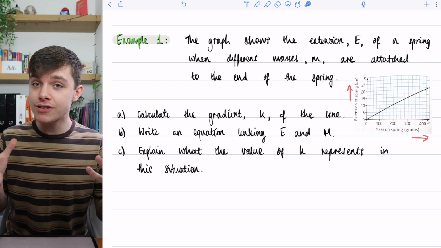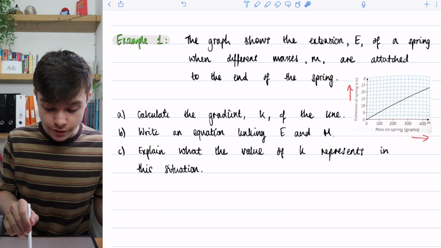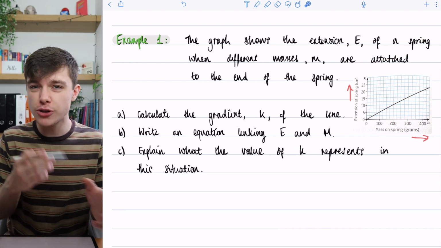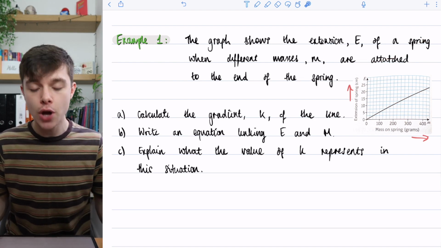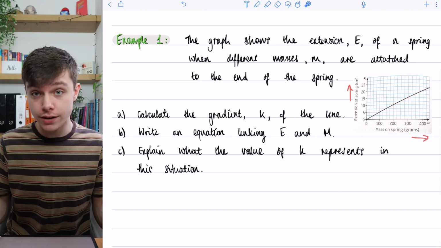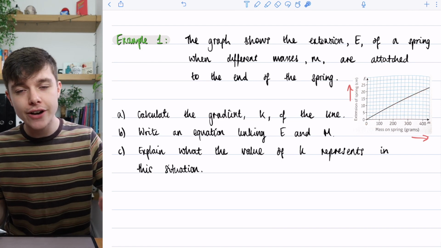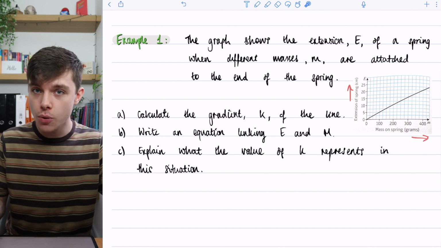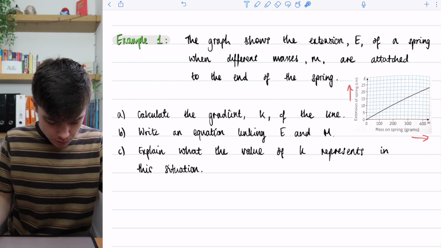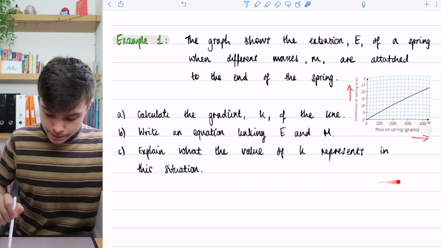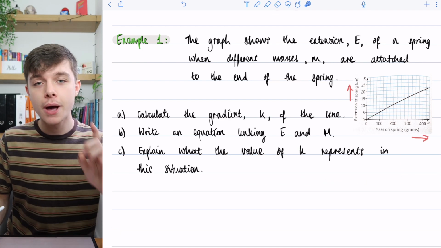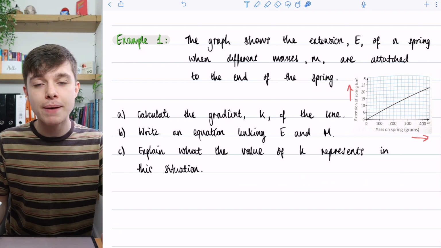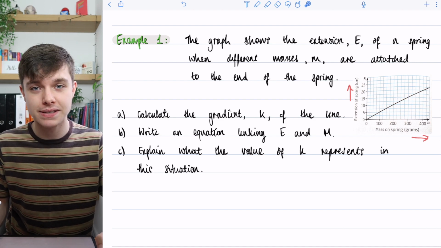This is a real life situation we're modelling here because we've got a mass and we've got a spring. We're doing something in real life. We're not just being asked to find the gradient of this straight line. We're using our knowledge of straight lines to help us with a real life situation. C you might not be able to do. You might want to wait for me to do that, but pause and have a go nevertheless, and then press play and we'll work through the answer.